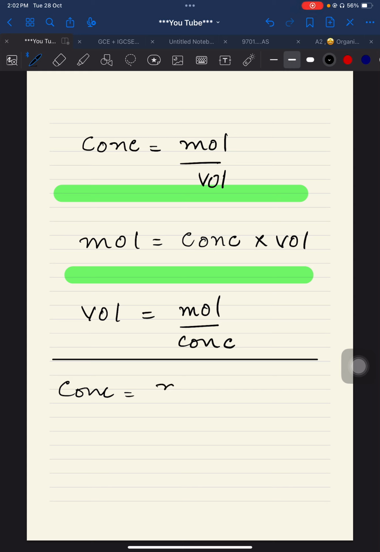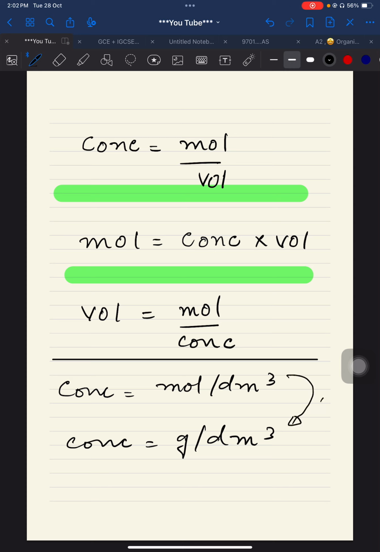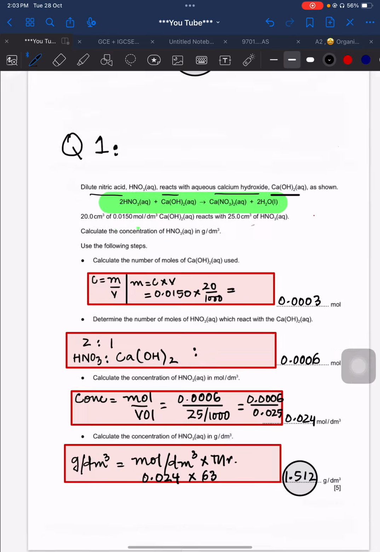Concentration can be either in moles per decimeter cube, or in grams per decimeter cube. So if you have calculated the moles per decimeter cube concentration, you can convert it into grams per decimeter cube concentration simply by multiplying it with the MR value. Okay, now I am back on this page.